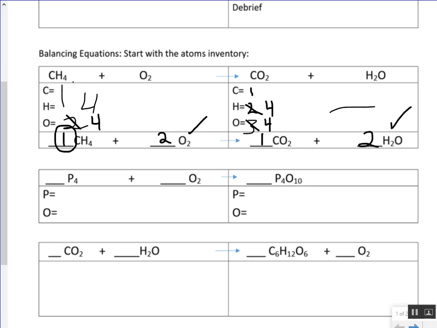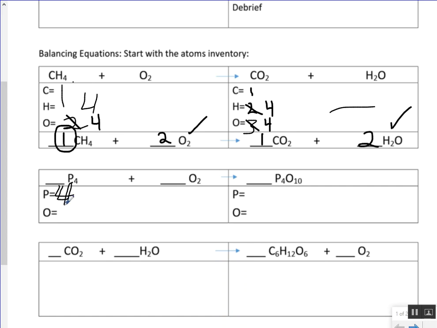So now let's try the next equation. Again, we're going to do our atoms inventory. So I've got P4 plus O2 gives me P4O10. I'm just going to look over here on the left side. How many P's do I have? I have 4.